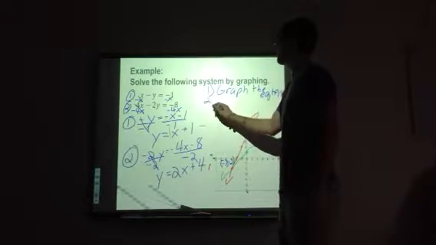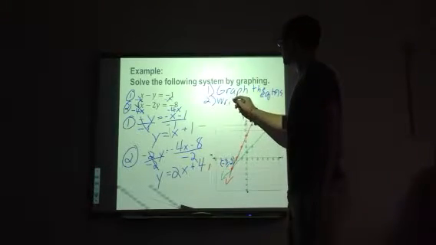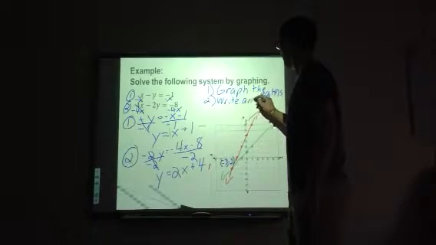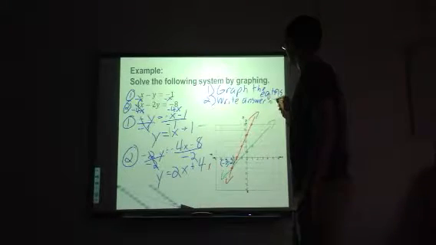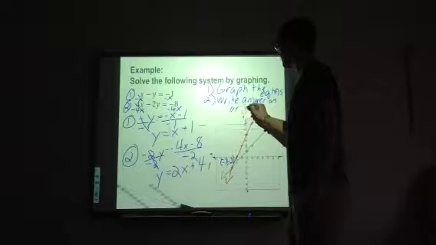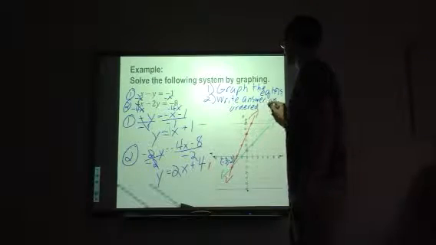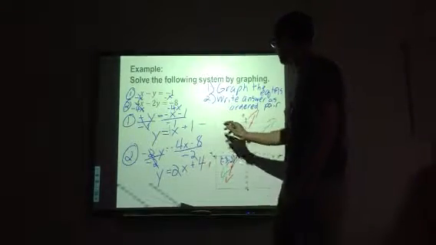So there was step 2. Write your answer as an ordered pair. Because your answer is going to be a point on the graph, so we need to express that as an ordered pair.